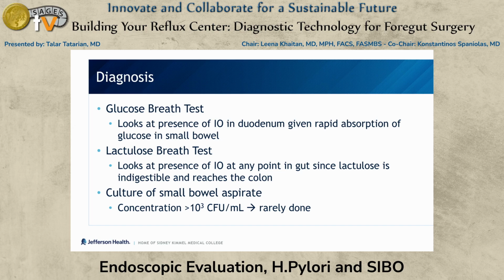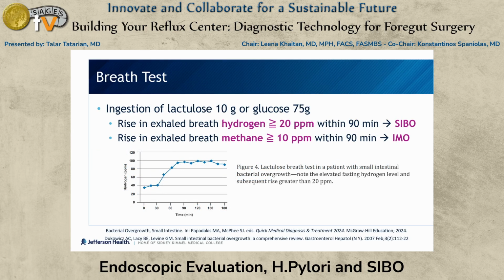Historically, cultures of the small bowel aspirate from the duodenum or the jejunum was performed, but it's rarely done, it's expensive, it's invasive, and results aren't always reproducible. So for the breath test, ingestion of either lactulose or glucose, and you'll look for a rise in either hydrogen over 20 parts per million for SIBO or methane over 10 parts per million over 90 minutes for intestinal methanogen overgrowth. And then depending on the report, you'll get a graph similar to this, and usually you'll see both lines on there, and it'll show you if there's that increase.